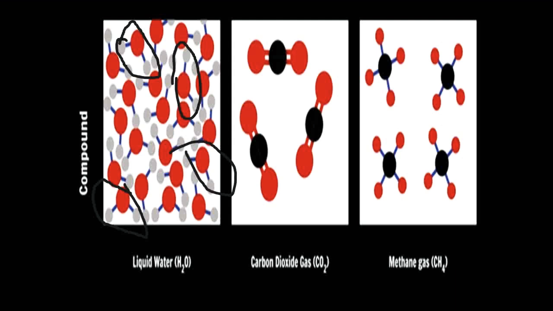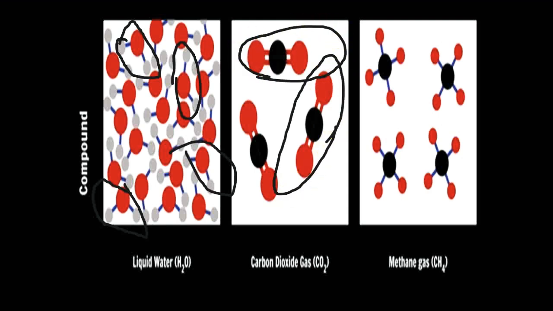Consider the example of carbon dioxide. Here you can see in this picture there is one molecule of carbon dioxide, there is another molecule of carbon dioxide, and there is a third molecule of carbon dioxide. All three are molecules of carbon dioxide.